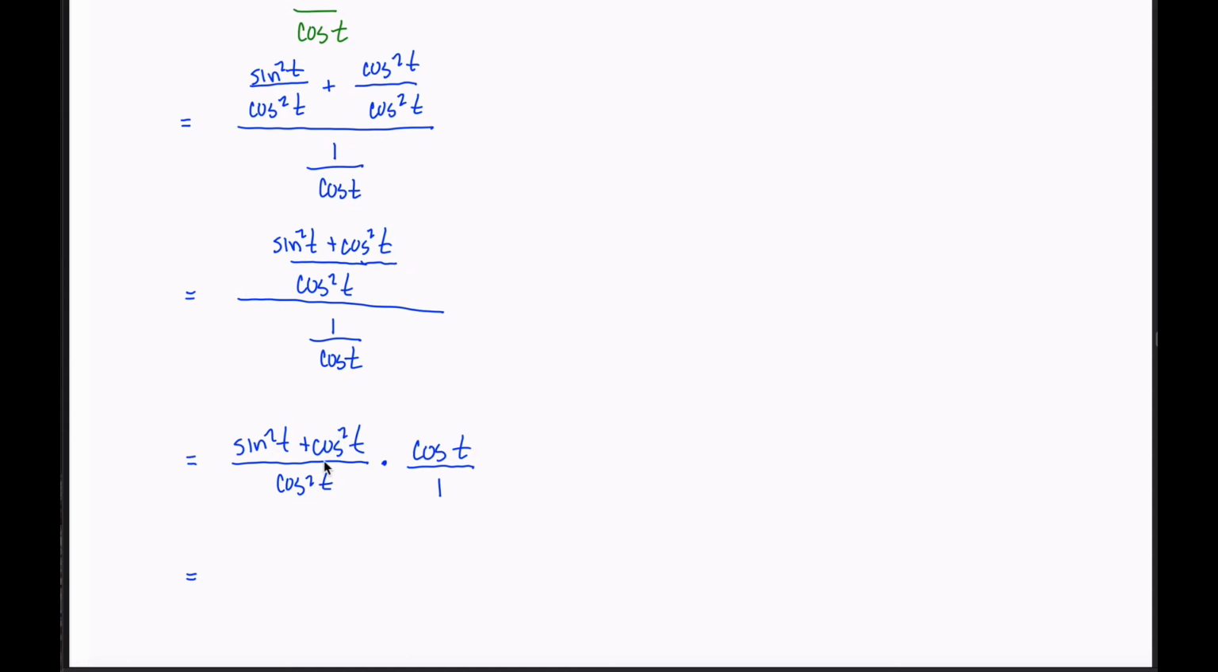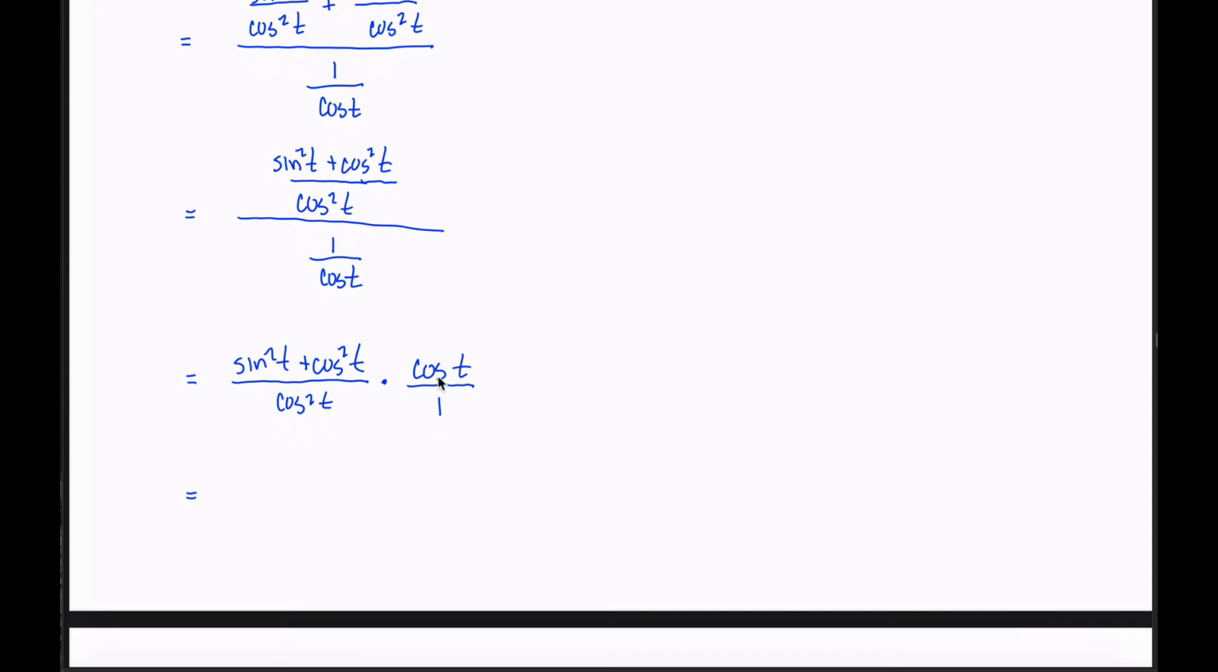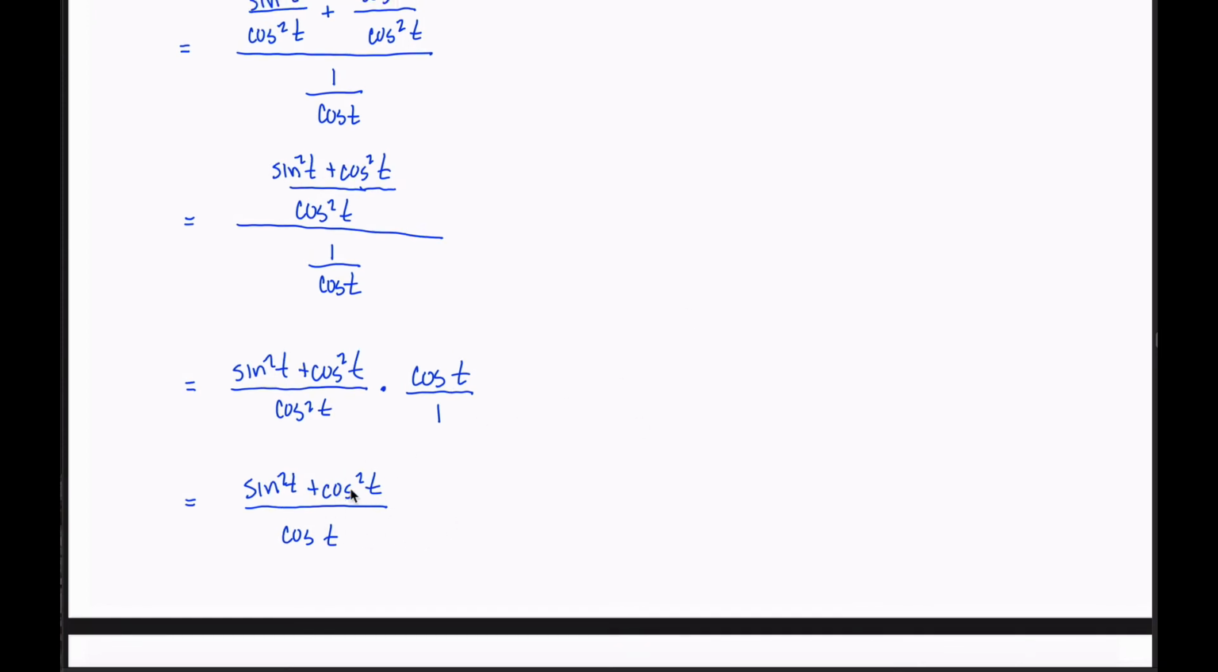I cannot cancel out these cosine squared t's because you can't cancel over addition, but I could cancel out one of these cosine squared t's and this cosine of t because you can cancel over multiplication. What I'm saying is this goes away and one of these goes away, which leaves me with just sine squared t plus cosine squared t divided by cosine of t. I think that's about as far as I can go in step 2.